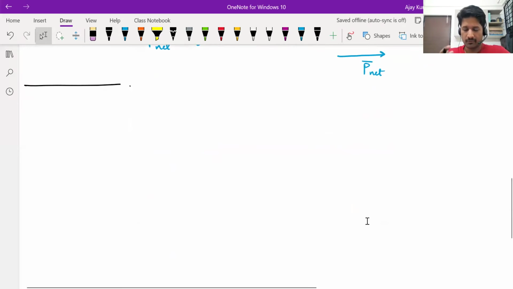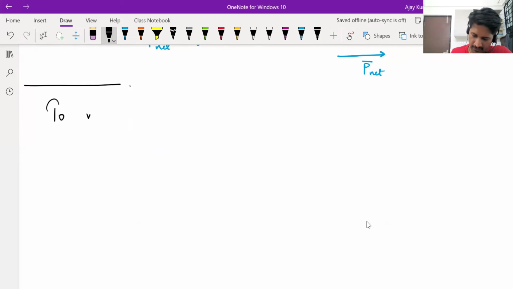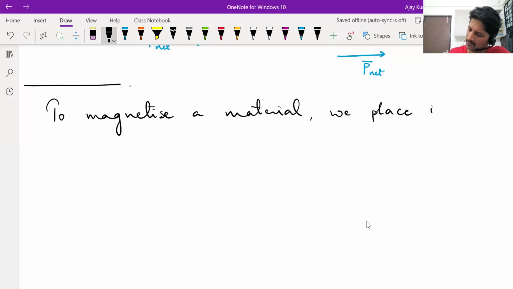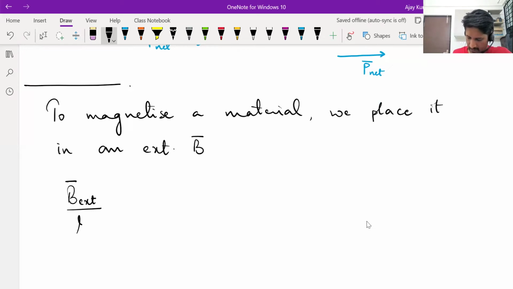Listen. So when you want to magnetize a material, you need to place it in an external magnetic field. Now, this external magnetic field divided by mu naught is called magnetizing intensity. This is called H. It is defined as a vector quantity called magnetizing intensity.